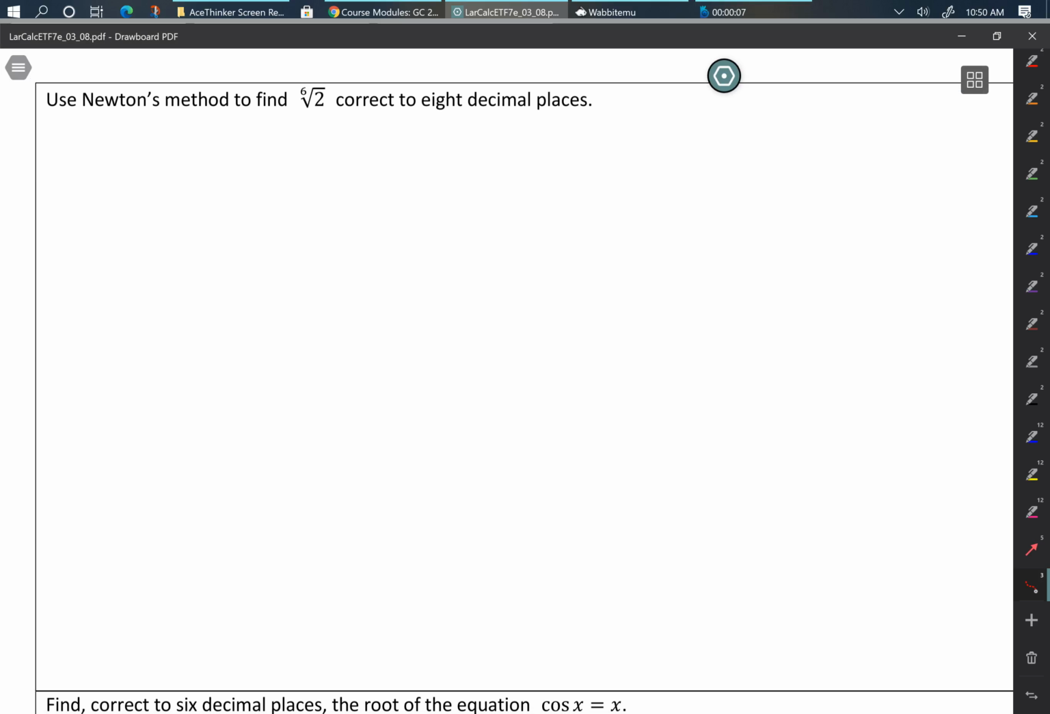All right, so here's our example. Here's our problem that we have to do. We are asked to use Newton's method to find the 6th root of 2 correct to 8 decimal places. This would be the first example where we are going to do something, and then we will decide when to stop.